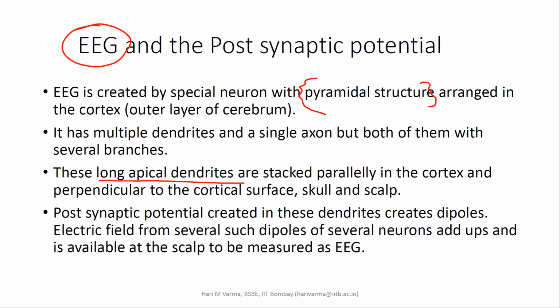Now, where do these electrical fields in the scalp actually come from in the brain? That's what we are going to look at. Essentially, they are caused by special neurons which have a pyramidal structure. These neurons are basically located in the cortical region.